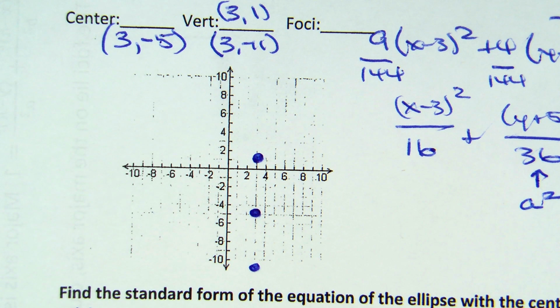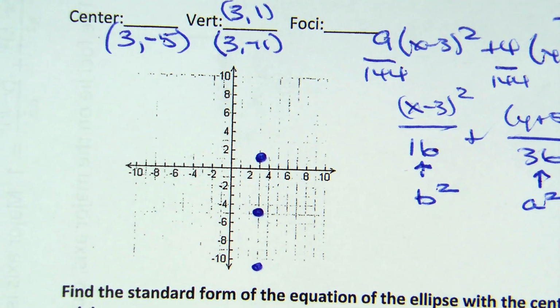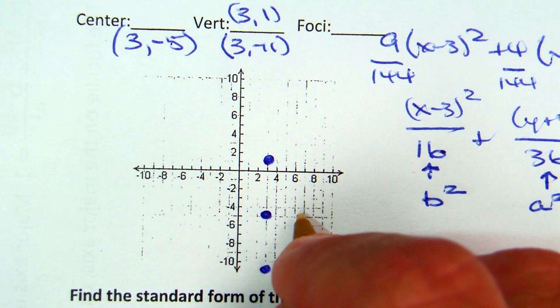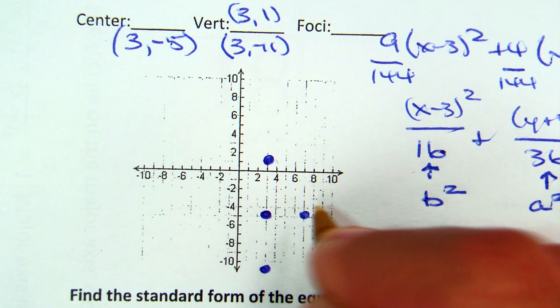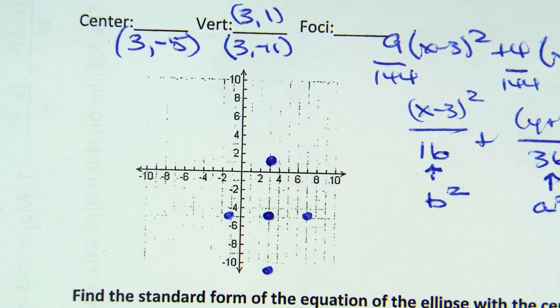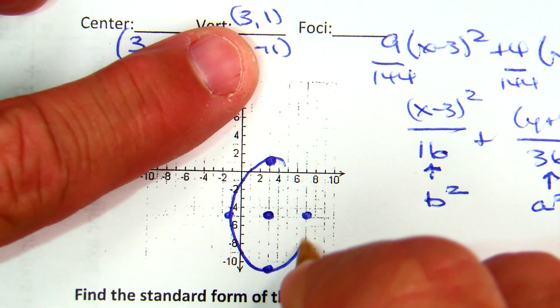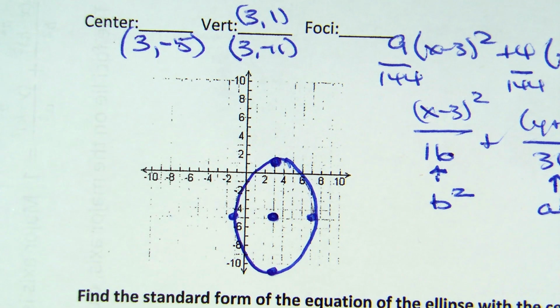Now, in order to graph, we need the co-vertices, which fall on the minor axis. For that, we're going to do the square root of the other fraction. What's the square root of 16? 4. So I'm going to go to the right 4, which puts me at 7. And I'm going to go to the left 4, which puts me at negative 1. That gives me the outline of my ellipse. I feel pretty good about that ellipse, and there you go. There's your graph.